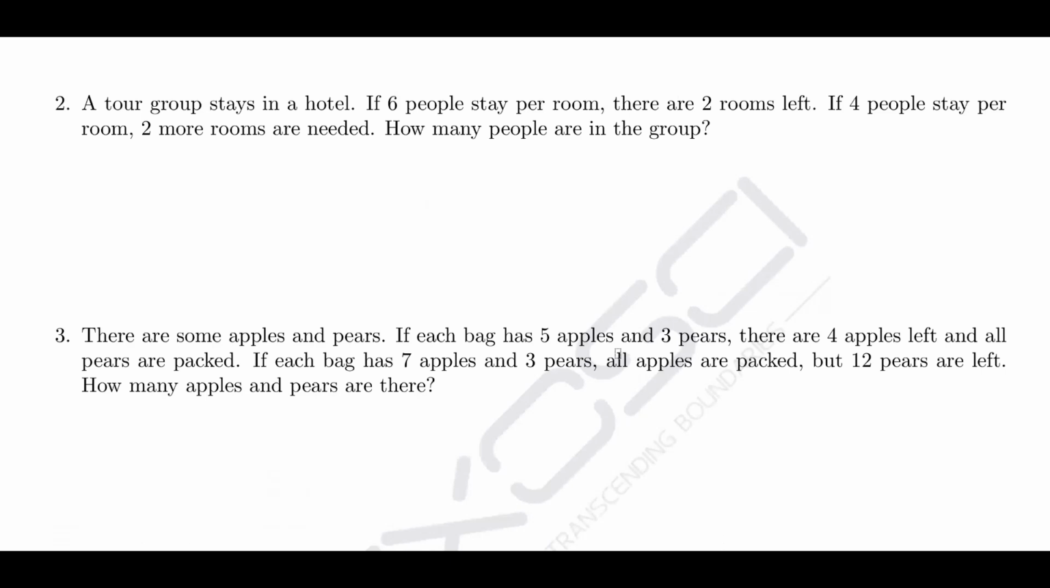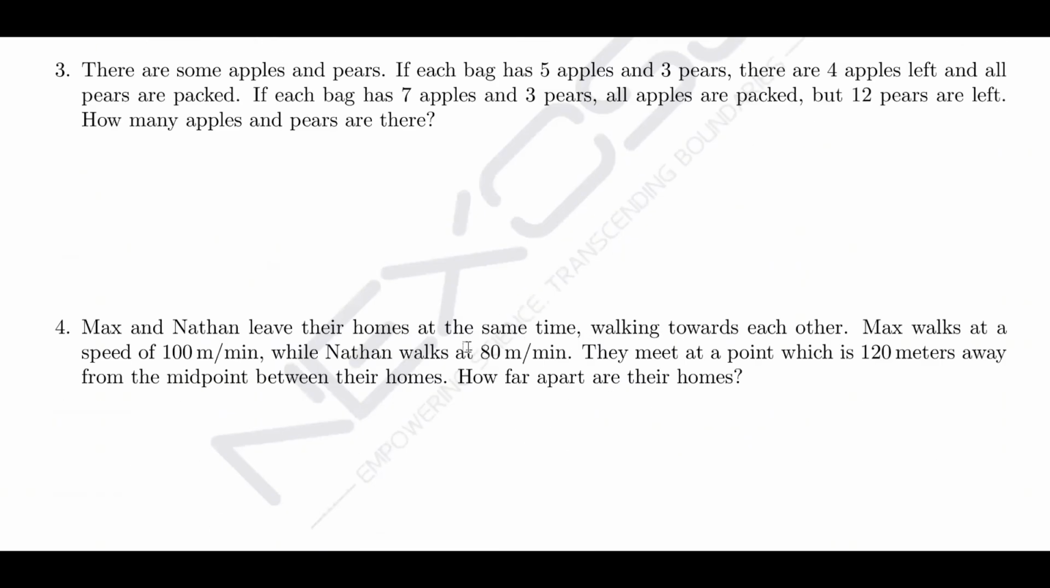Max and Nathan leave their homes at the same time, walking toward each other. Max walks at 100 meters per minute, while Nathan walks at 80 meters per minute. They meet at a point which is 120 meters away from the midpoint between their homes. The question is, how far apart are their homes? I will leave that one for you to solve as practice.